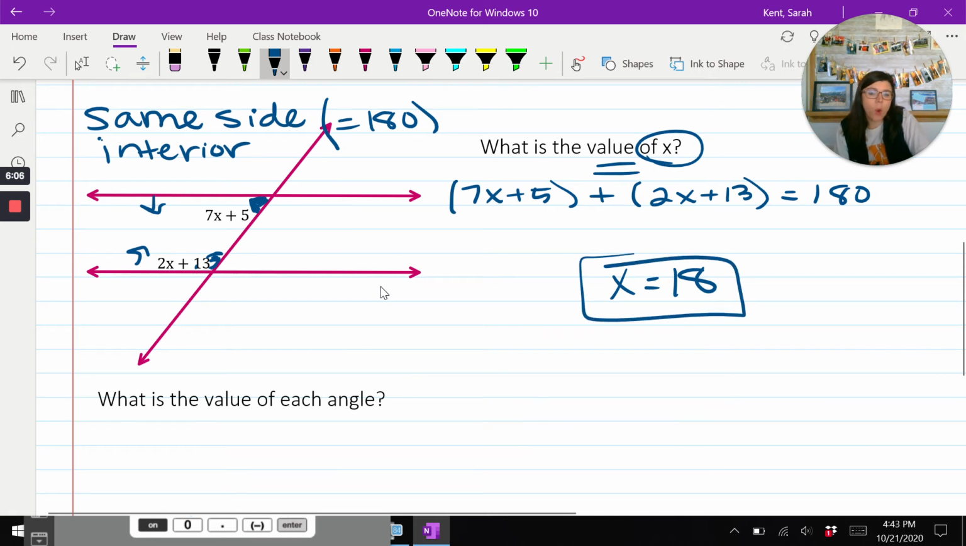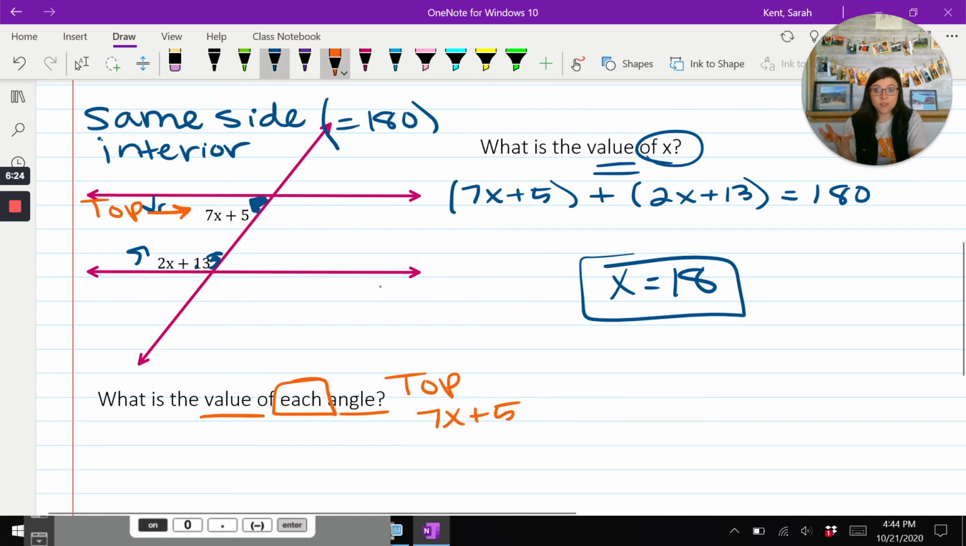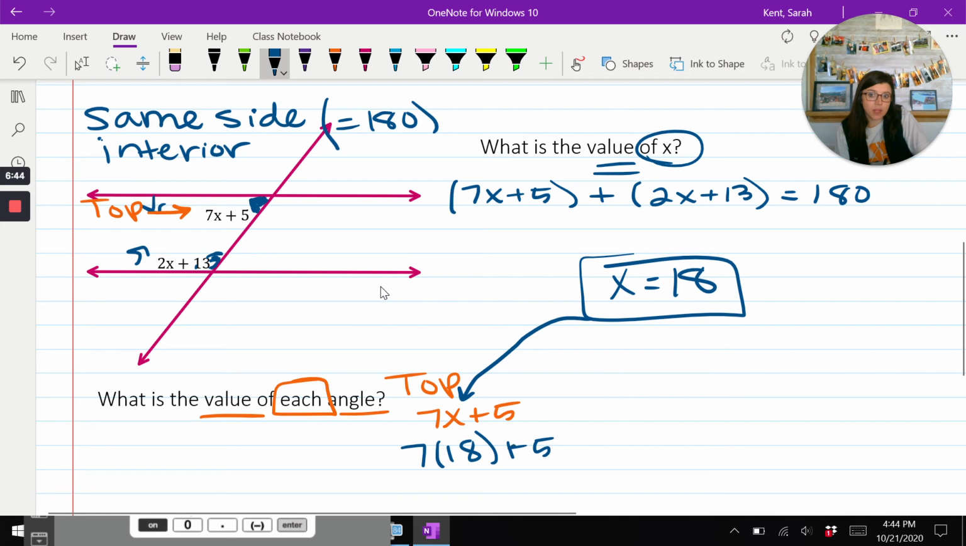But we have one more question here, and this one wants to find the value of each angle. So let's start with this top angle. Our top angle, we know, is 7x plus 5. But we just found out that x is 18. So what I can do is take this 18 and plug it in for x. So I can have 7 times 18 plus 5.